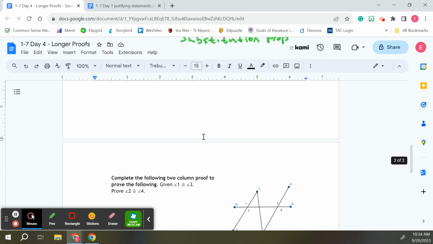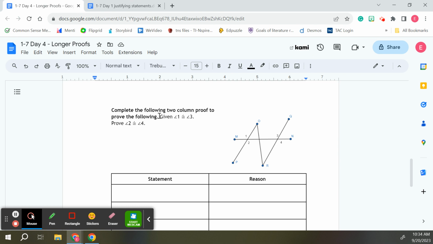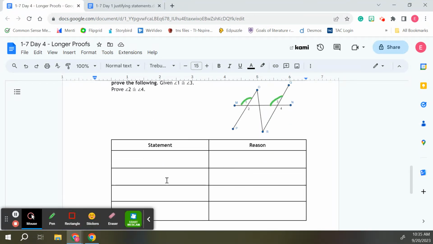All right, last one. Complete the following 2-column proof. Given angle 1 is congruent to angle 3. So again, I'm going to mark that up. Here's angle 1, here's angle 3. We're trying to prove that 2 and 4 are also congruent. So let's start with our given. Angle 1 is congruent to angle 3. That's given to me.